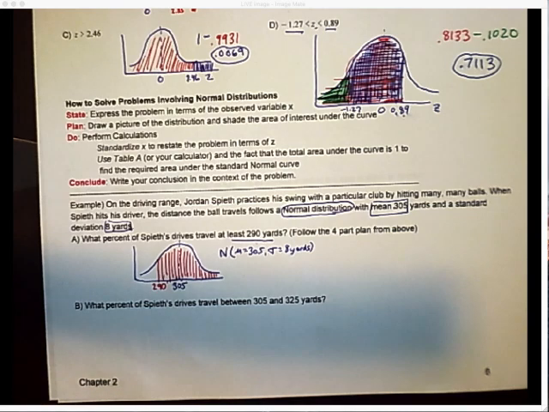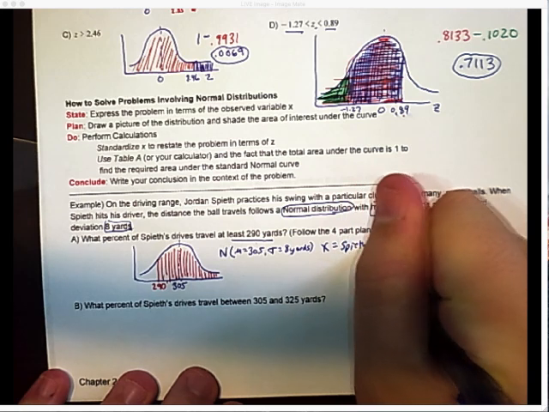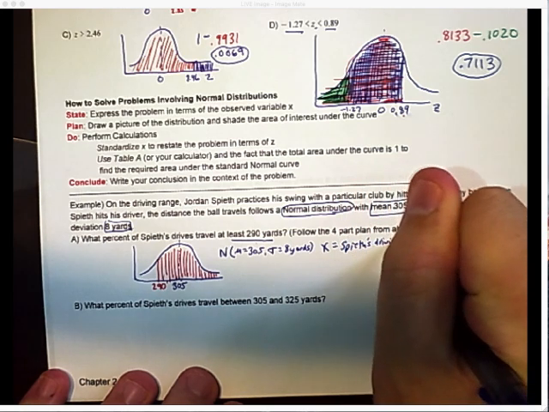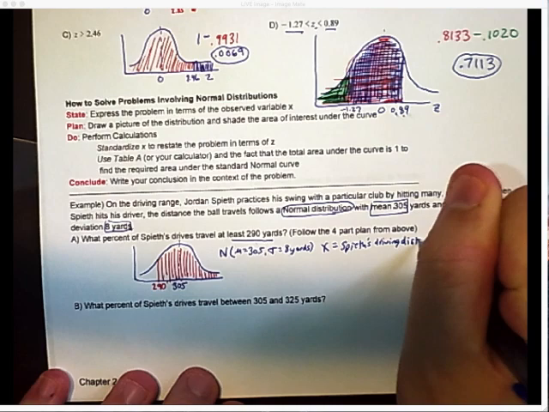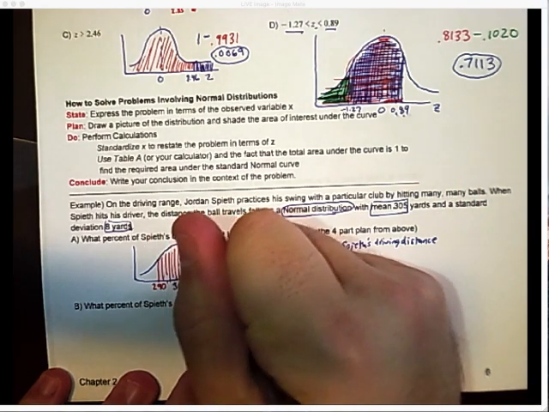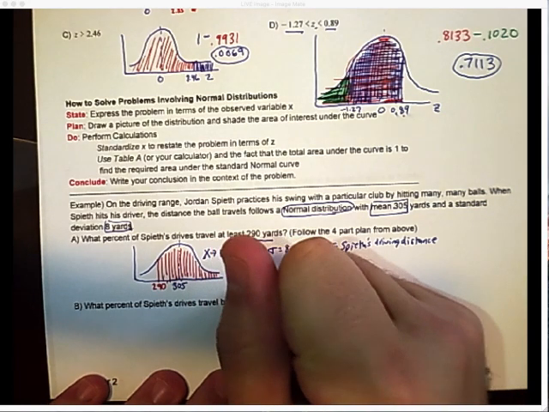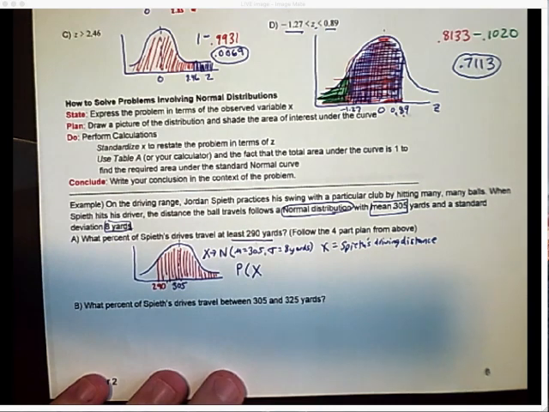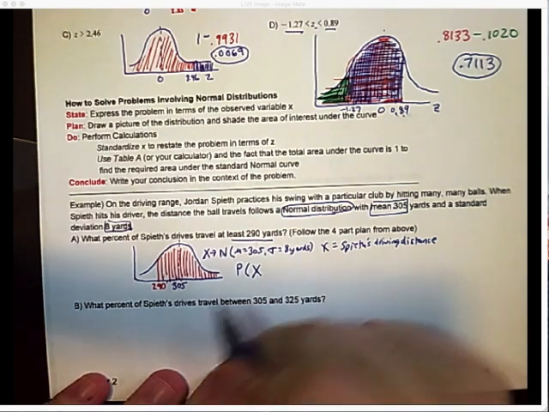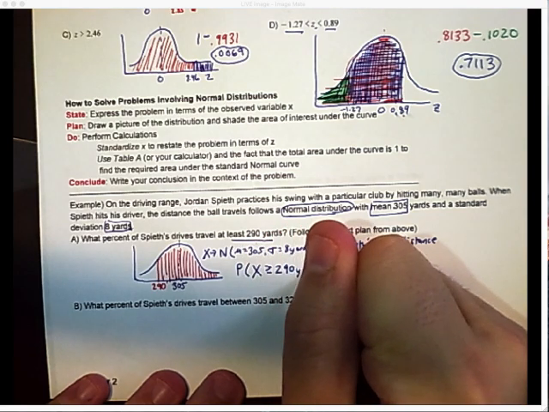All right, and let's let x equal Spieth's driving distance. We really should give that variable a name, so I'm just calling it x. And I'm going to tell the reader x is distributed in normal fashion. And so what are we looking for? We're looking for the probability that Spieth's driving distance, which we're calling x, is greater than or equal to 290 yards.